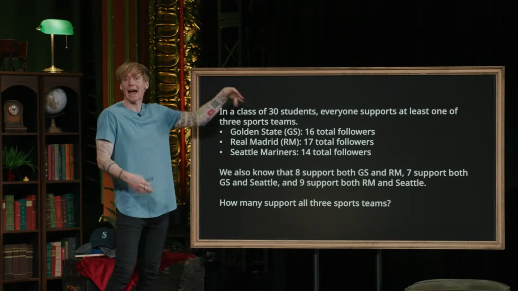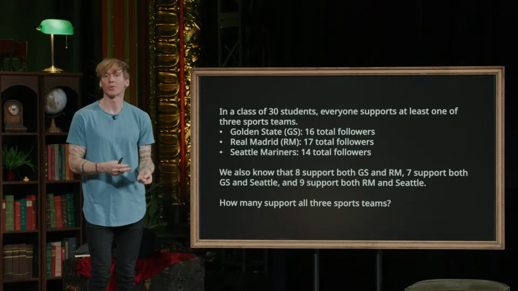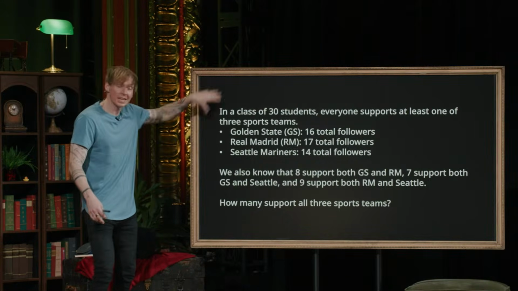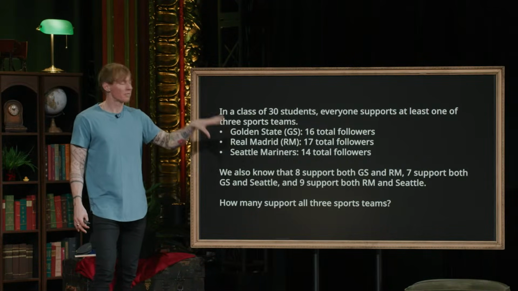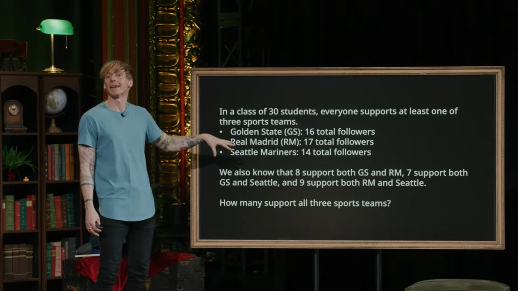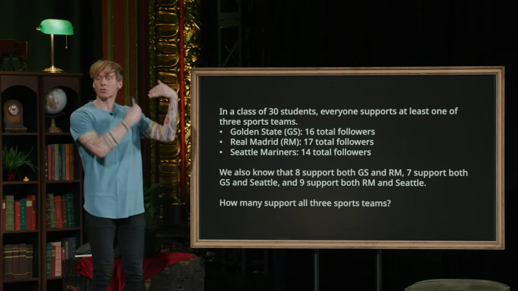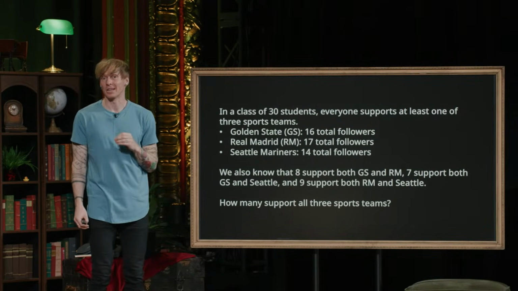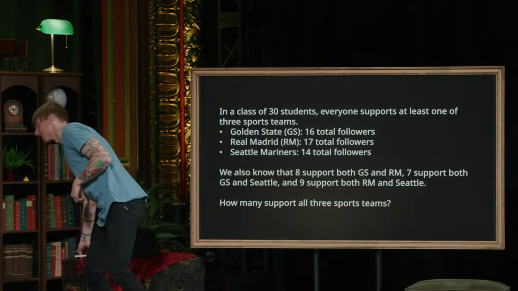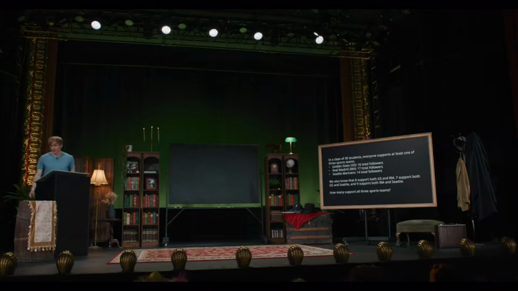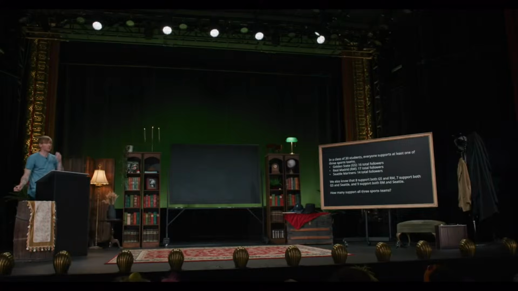In our class of 30, how many people are fans of all 3, Golden State, Real Madrid, and the Seattle Mariners? Now, this feels like a lot of information, and it feels like quite a complex problem. There's a lot going on here. But using the triple inclusion-exclusion formula, we can get to the answer actually pretty quickly. So let's do exactly that. So we will begin by writing out our formula that's going to get us to the solution.